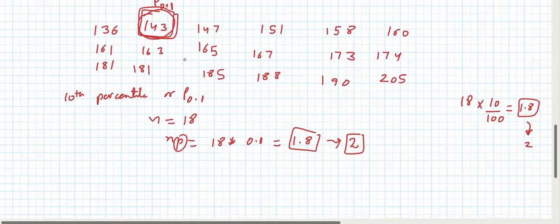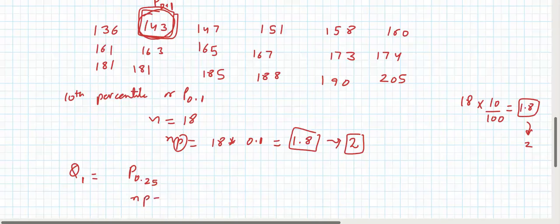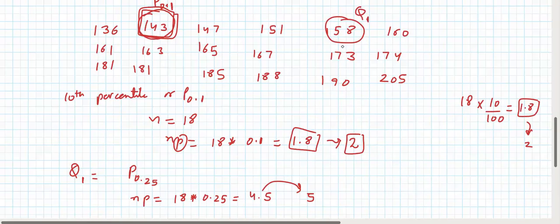Now, if I ask you, can you calculate Q1? How will you do that? Q1 means P.25. So np would be 18 into 0.25. How much is that? 4.5. And we round it off to 5. It means the fifth observation is our Q1. Clear?